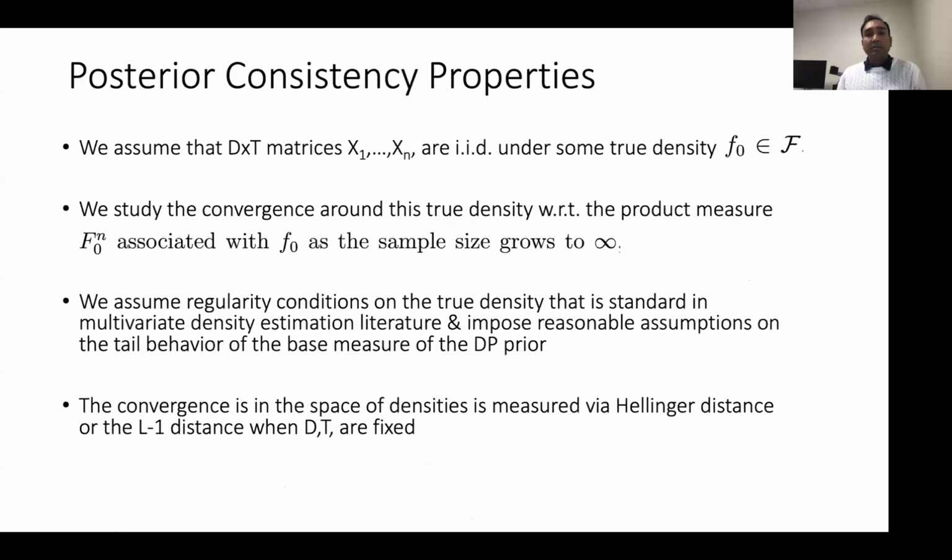Moving on to some of the posterior consistency properties. We assume that these d by T matrices, so now we're actually dealing with matrices, X1 to Xn, are our data. These matrices are essentially comprised of multivariate time series data. We assume that these matrices are IID under some true density f naught belonging to the space of densities F. And we study the convergence of the posterior. We see how well the posterior converges or concentrates around the true density f naught as the sample size grows to infinity. We measure the convergence using Hellinger distance or L1 distance when d and T are fixed. And then we assume certain regularity conditions that are more or less standard or routinely used in the Bayesian non-parametric literature.